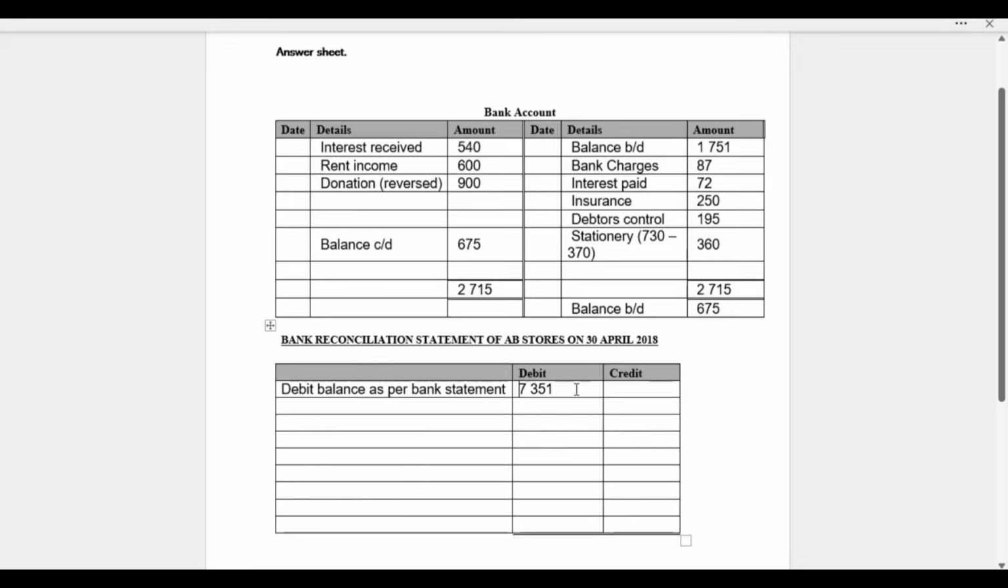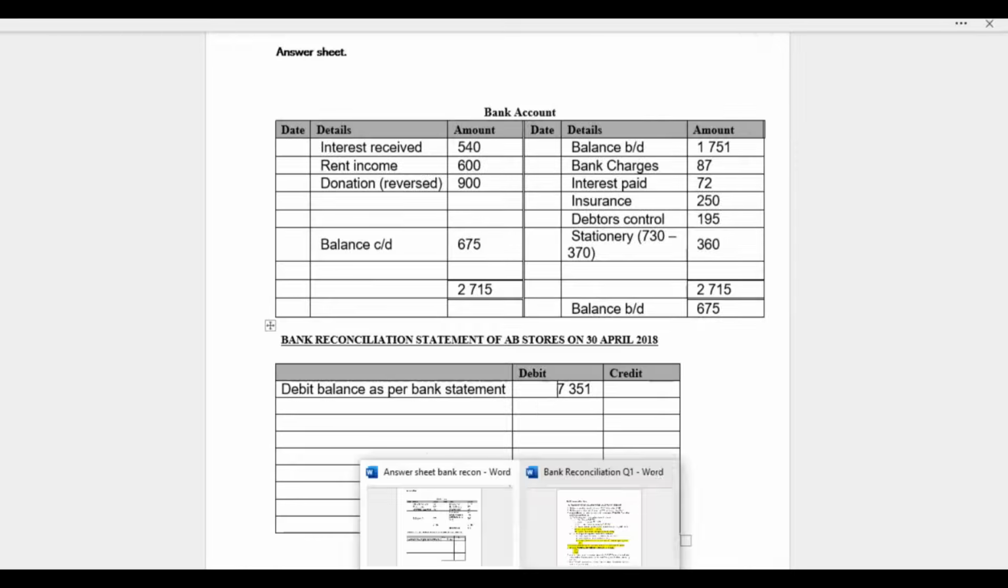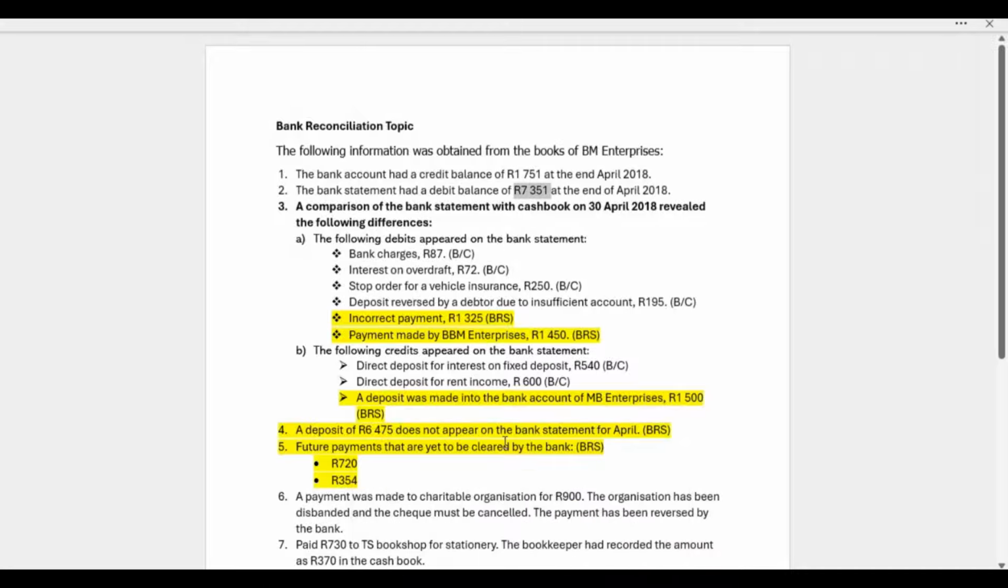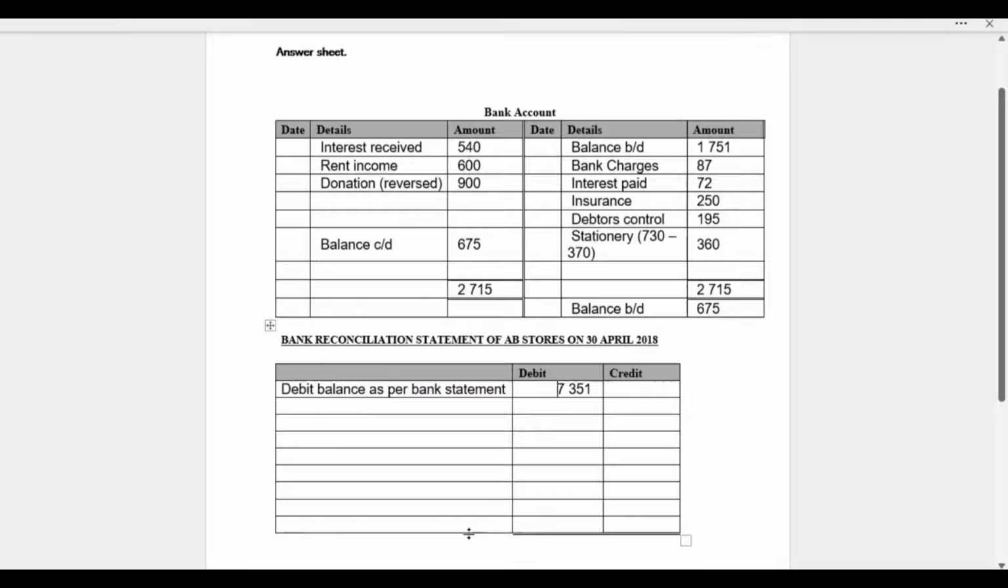7,351. That is our opening balance of the bank reconciliation statement. The reason why we're debiting is that it's guidance from the transaction. It says the bank statement had a debit balance, so that's why we're debiting. We say debit balance as per bank statement, or you can say debit balance according to bank statement.